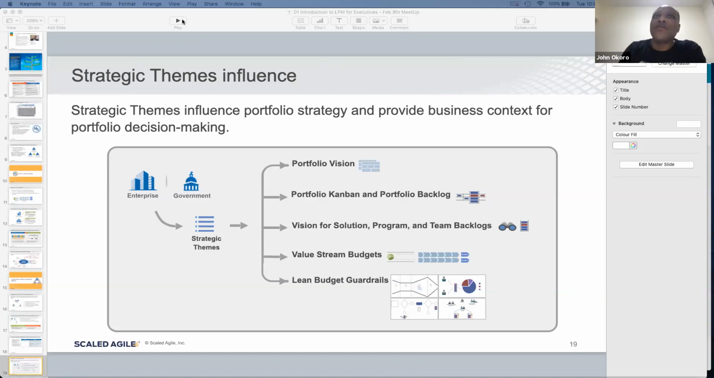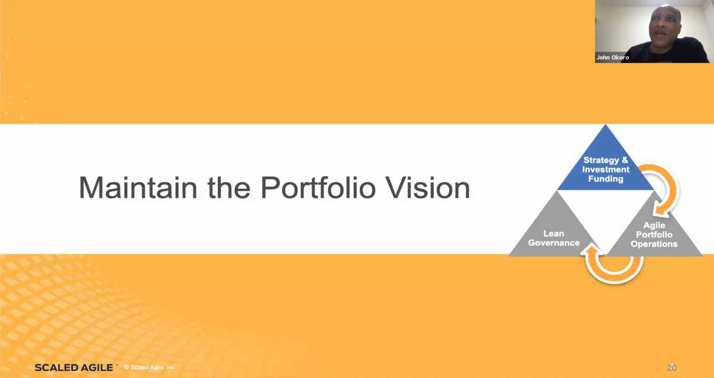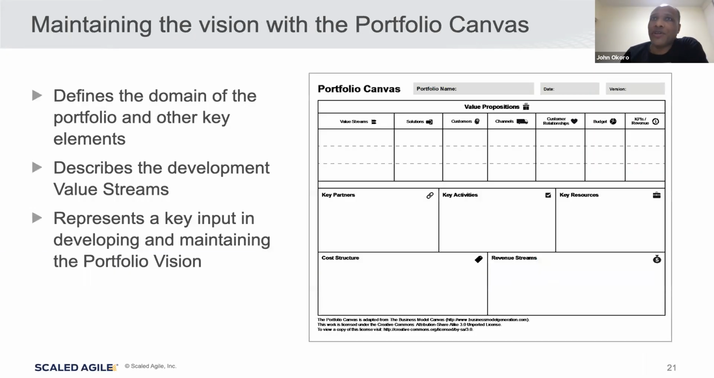Okay, so we can see strategic themes there, right? And that's also gonna feed into our budgets and our lean budget guardrails. And we'll talk about the guardrails coming up in a moment. So let's look at portfolio vision now, right? That's the next thing, maintaining our portfolio vision.